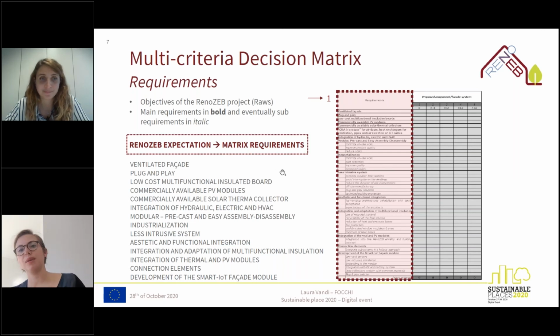Okay, thank you, Laura. It was a great presentation, and yes, this plug and play facade is something that the construction sector has dreamed of for a long time. So yeah, good luck with your project.